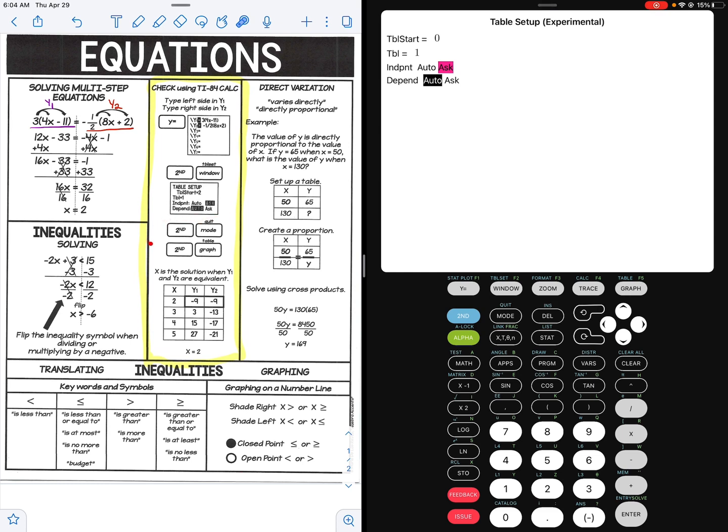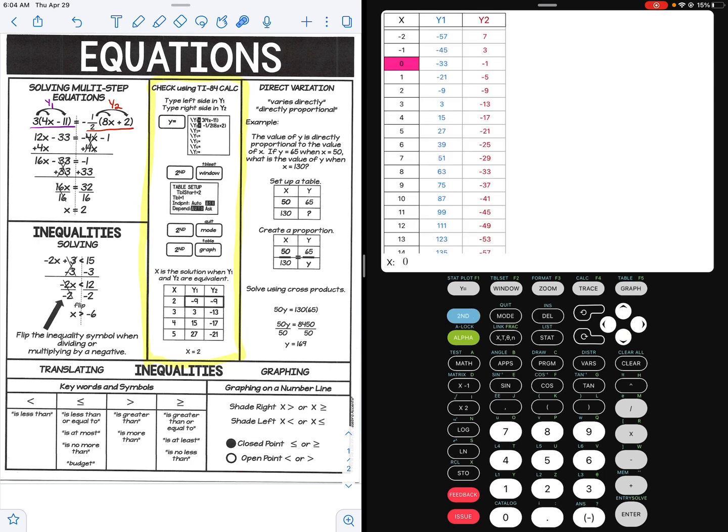Now we're going to quit out of this window. Don't worry, the window will still be there, but we quit out of the window, and now we're going to look at the table. So second mode to quit, and then we press second graph to view the table.